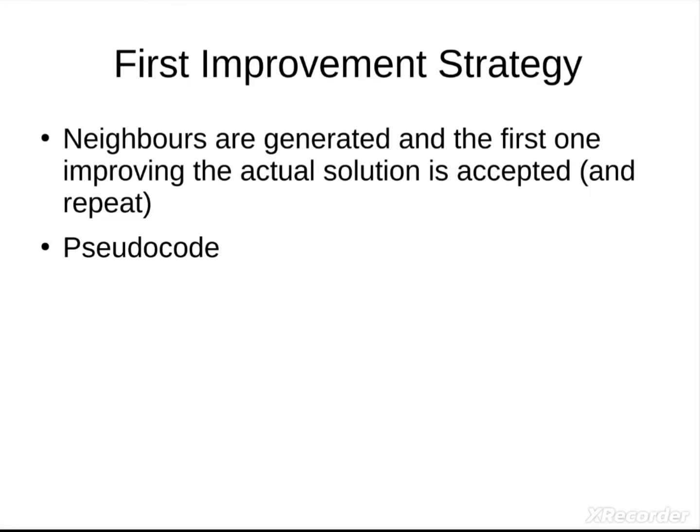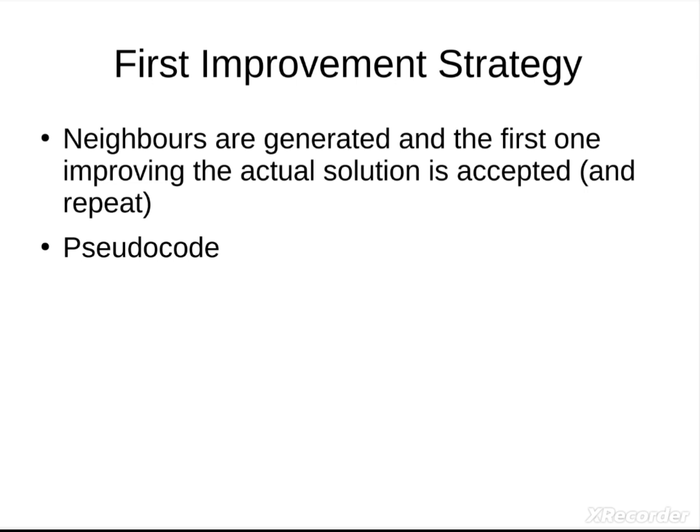About the neighborhood exploration strategies, and the first one is first improvement. The idea is that you are evaluating neighbors until you find one which is better than the current solution.